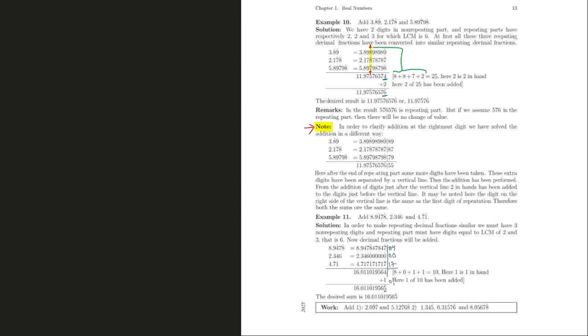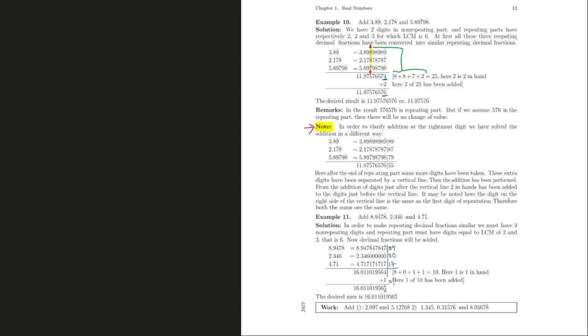So here's a way to add repeated decimal fractions. First they expanded it. The way the expansion worked out is, they were dissimilar repeated decimal fractions, so first they made sure they were similar repeated decimal fractions, with the digit counts equal, and they started the addition. Here in the bracket, they've written 8 plus 8 plus 7 plus 2, which is equal to 25. Here 2 is in hand.